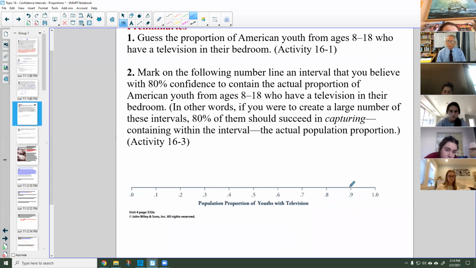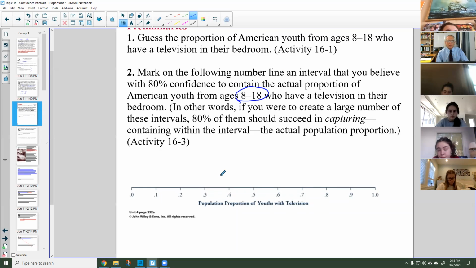So I have a number line here. The label of my number line, because number lines only have an x-axis, is the population proportion of youths with televisions. American youth ages 8 to 18. And I want to know between what 2 values I am 80% confident that the proportion of American youth with a television lands.